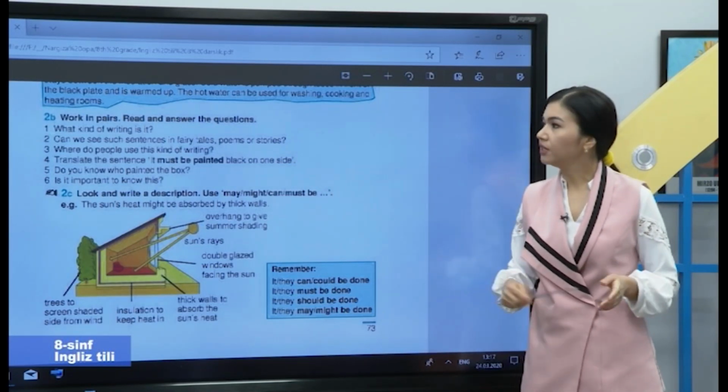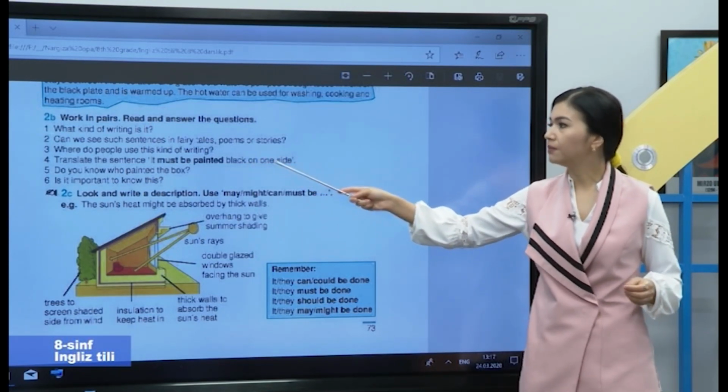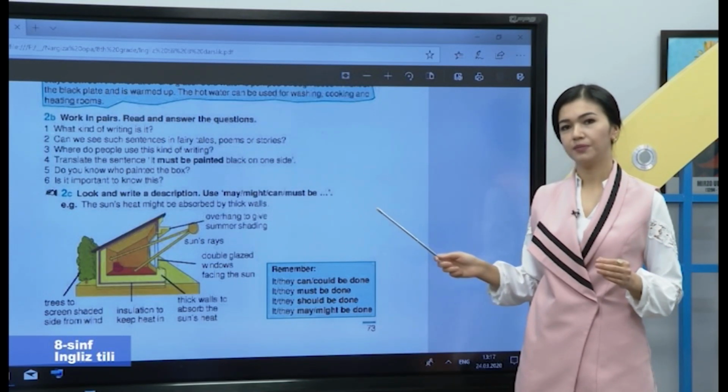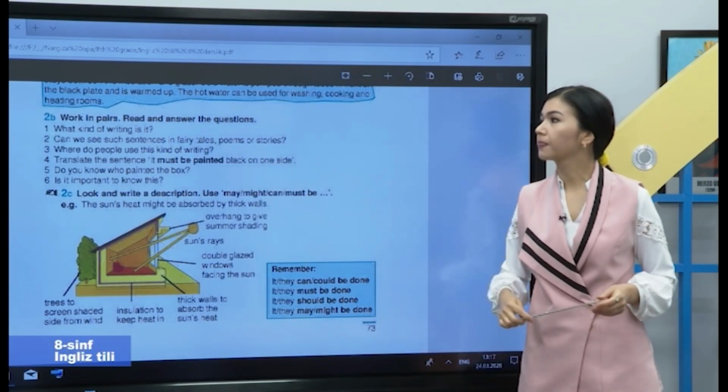And the next one, translate the sentence: It must be painted black on one side.